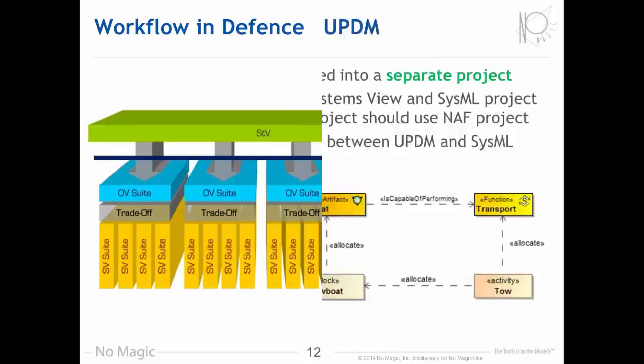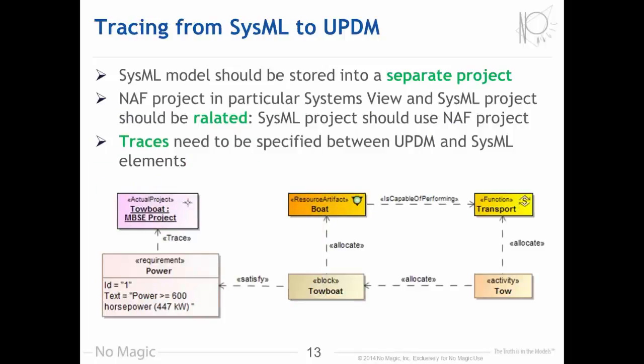So what can we do in such a case? We can choose the second way of integration. In this way, SysML is stored as a separate project. For example, we already have capabilities, goals, and organization structure in the UPDM project. So we can model the system separately. Every system will have its own SysML project. I will show you later in detail how to do that in our live demo.